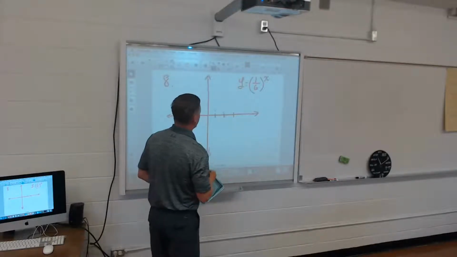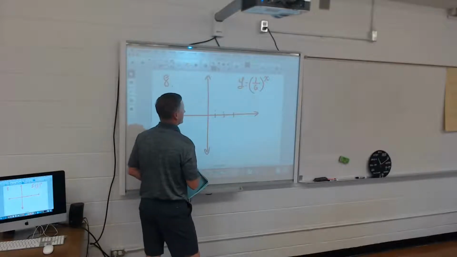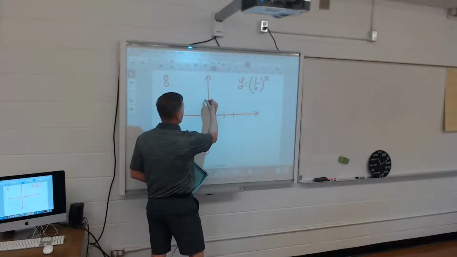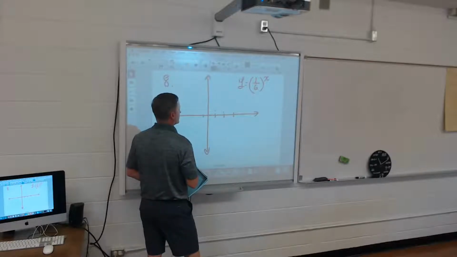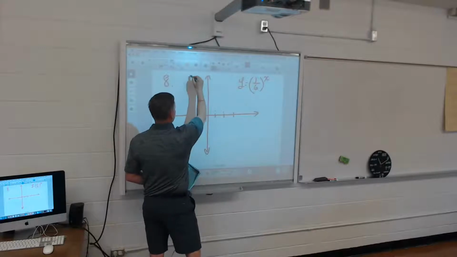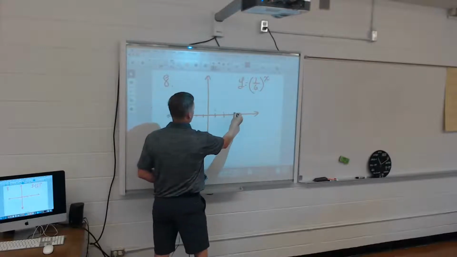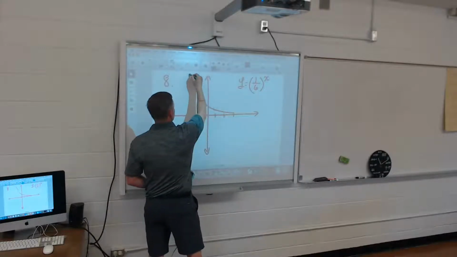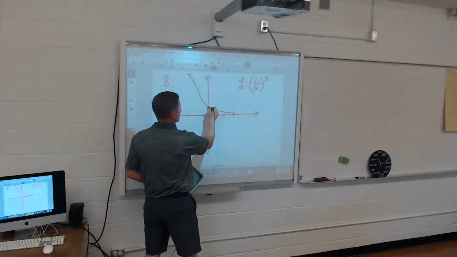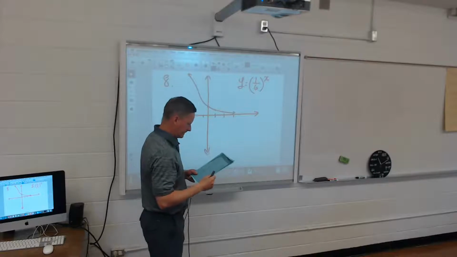Okay, now I've got to decide what's going on here. So if I put a -1 in there, that means that's 6. So it should be like this. -1 would be 6. -2 would be 36. -3 would be 216. So that graph should look like this. And that's 0 and 1 still.